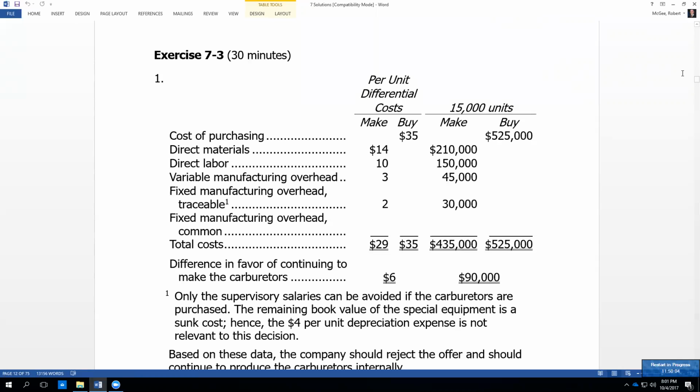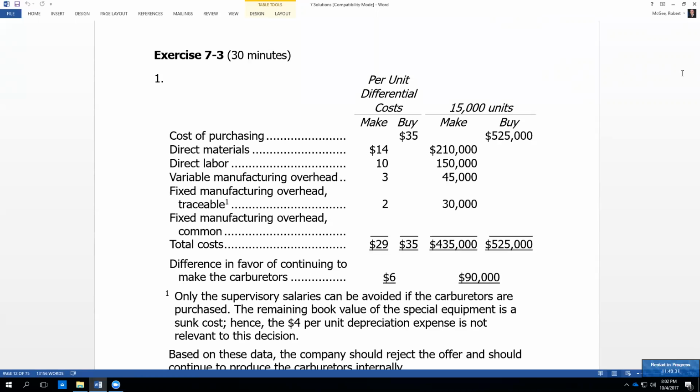Troy Engines Limited manufactures a variety of engines for use in heavy equipment. The company has always produced all of the necessary parts for its engines, including all of the carburetors. An outside supplier is offered to sell one type of carburetor to Troy Engines Limited for a cost of $35 per unit. To evaluate this offer, Troy Engines Limited has gathered the following information relating to its own cost of producing the carburetor internally.